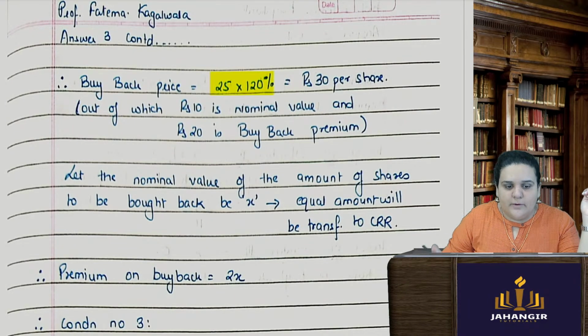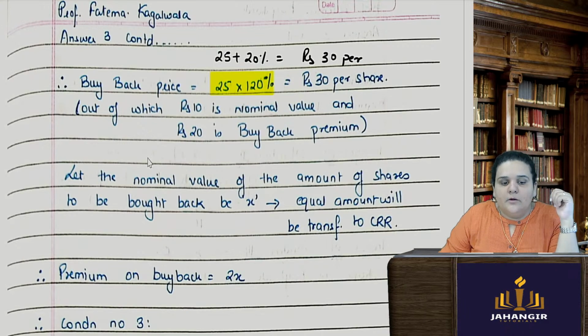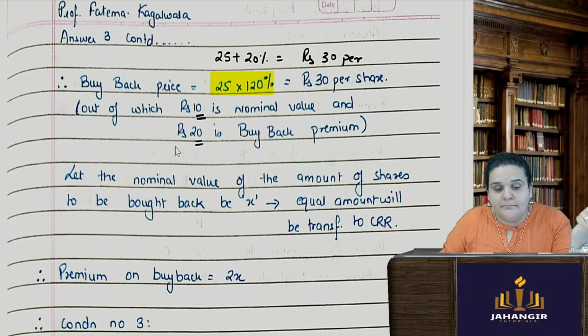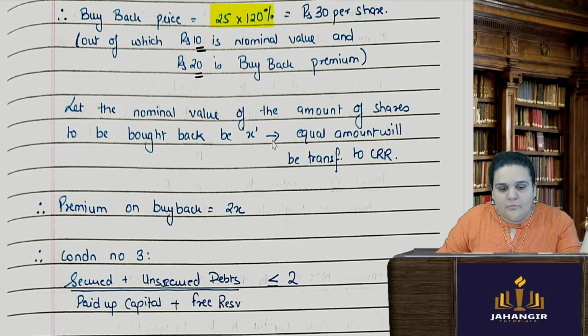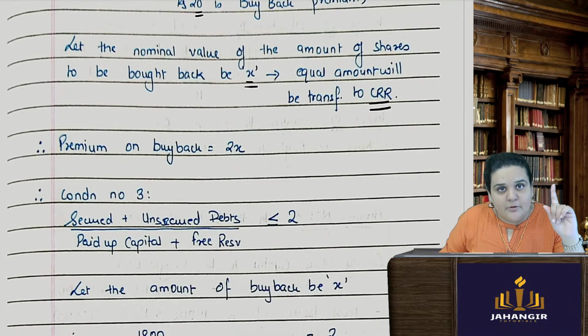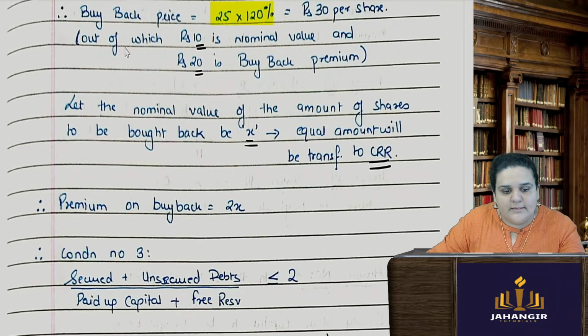Means 25 plus 120%, you can do 25 plus 20%, which will give you rupees 30 only. Out of which 10 is the nominal value and 20 rupees is going to be the premium. Now let the nominal value of the shares that we are going to buy back be X. That much amount I will have to transfer to CRR also, because the buyback is happening from the divisible profits. Since the nominal value is X, the premium on buyback will be 2X.